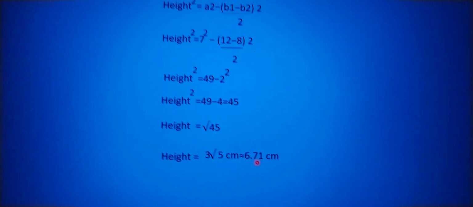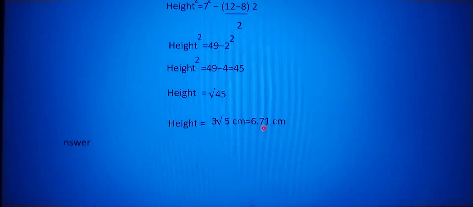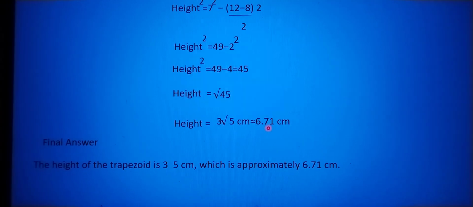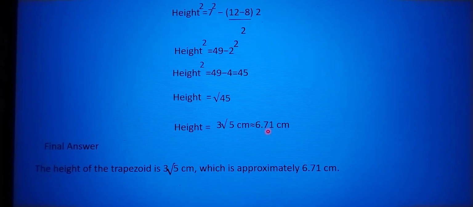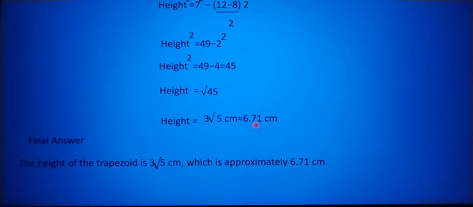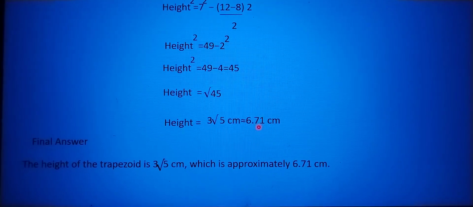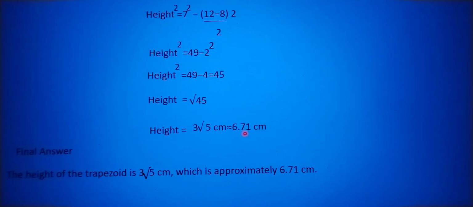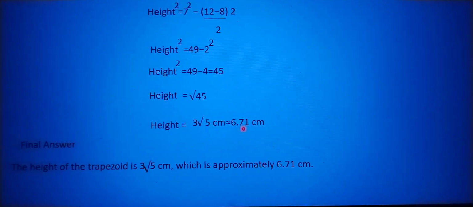So when we write it in a formal way, we can say the final answer is the height of the trapezoid is 5 radical 3 centimeters, which is approximately 6.71 centimeters. So this is the solution for this first complex trapezoid question.